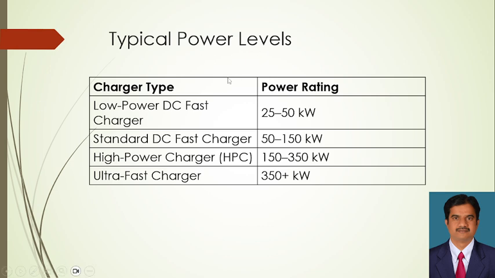Typical power levels, as I said: low power DC fast charger in between 25 to 50 kilowatt, standard DC fast charger about 50 to 150 kilowatt, high power DC fast charger 150 to 350 kilowatt, ultra fast charger of range 350 plus kilowatt.